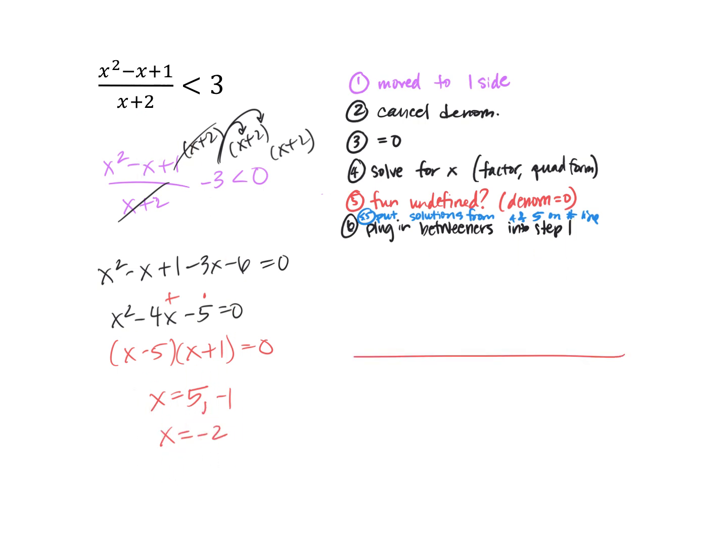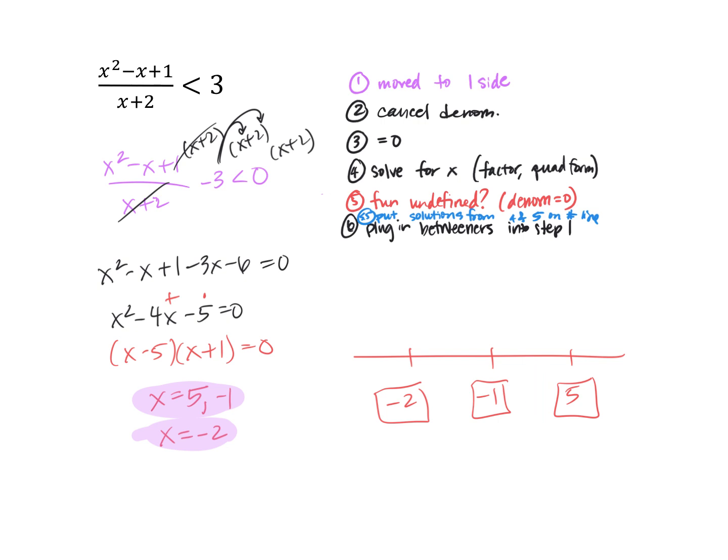So we're going to go like this. On the number line, smallest was negative 2. Next bigger was negative 1. Biggest was 5. Again, where I just got those values was right here. Those were my step 4 and 5. Solve for x was 5 and negative 1. Where is my function undefined? It was at negative 2. Will you put those numbers on a number line from smallest to biggest?